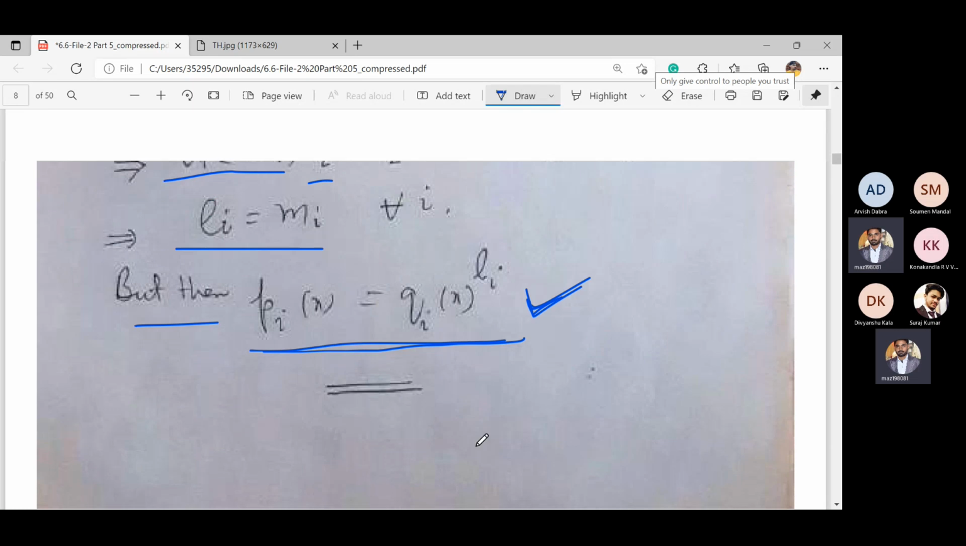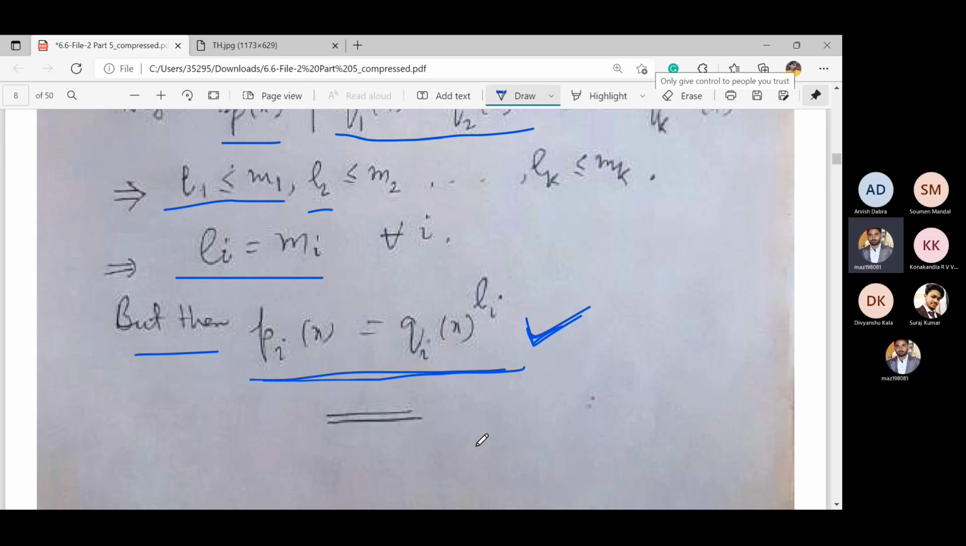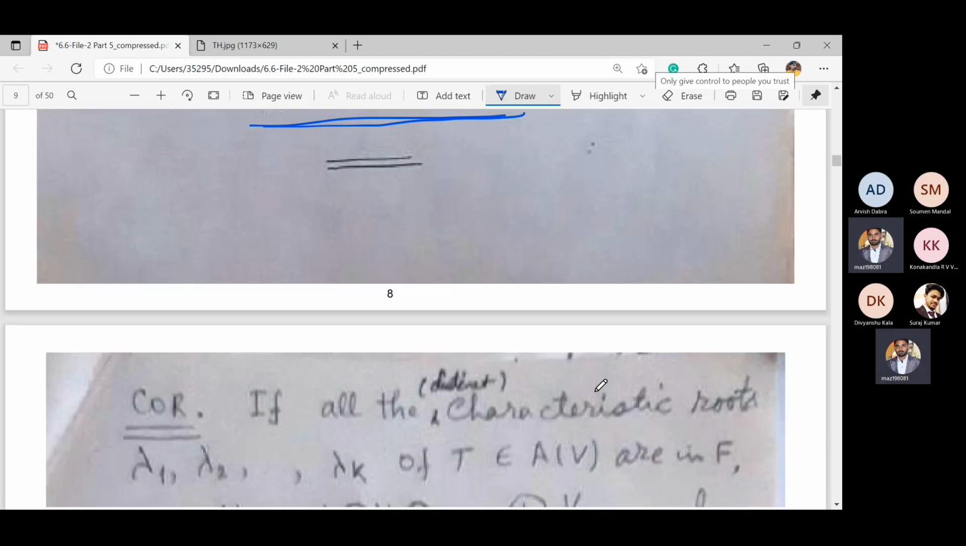Any doubt in the above proof? Anyone? If anyone has any doubt, please ask. Okay.